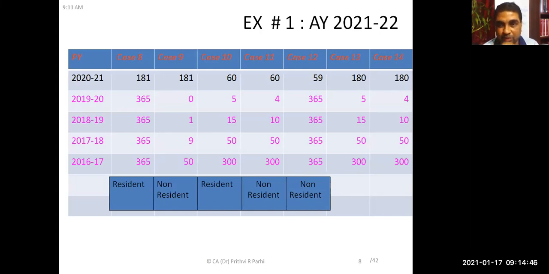Resident. Second condition: 60 plus 365. Okay. Case 14: non-resident. Okay, both the conditions are not compliant. Are you clear? Yes, sir.